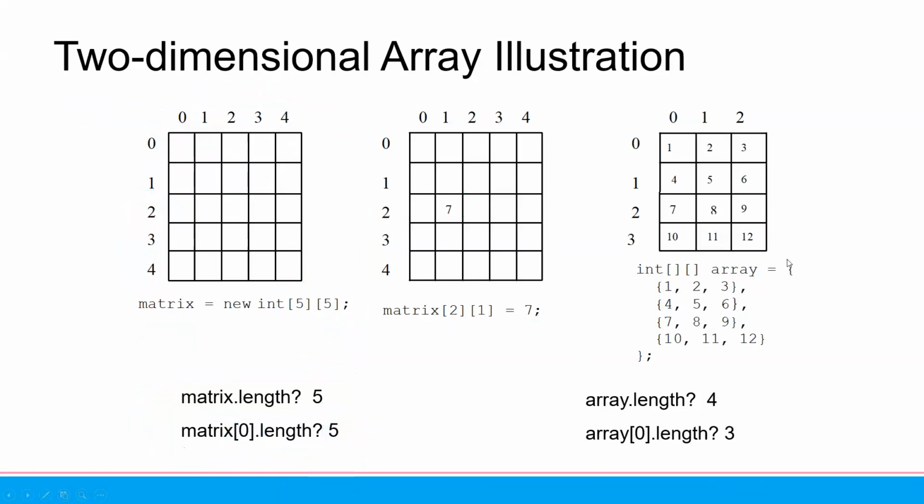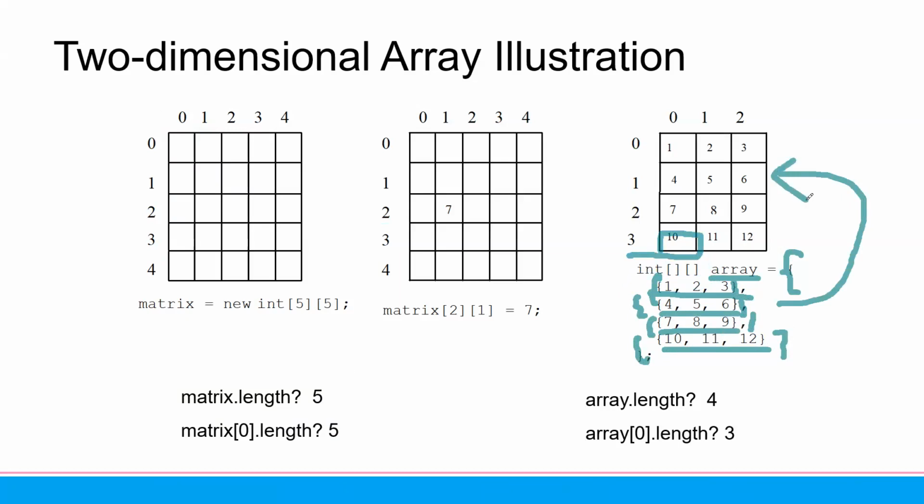I can make the array at once. If I make the array at once, it means I will define an integer with 2 square brackets, and then I have the array name, and first I have the outer curly bracket, and for every row I will define like this one: 1, 2, 3 with a curly bracket, and 4, 5, 6 with another curly bracket, 7, 8, 9 with another curly bracket, and then 10, 11, 12 with another curly bracket. If I define it like this, then the array will be like this.